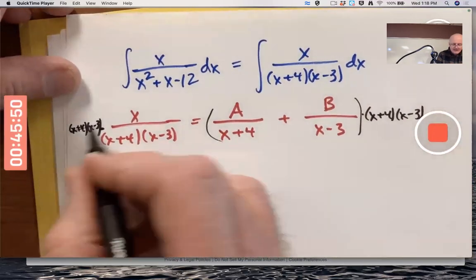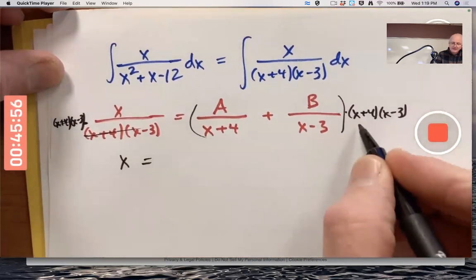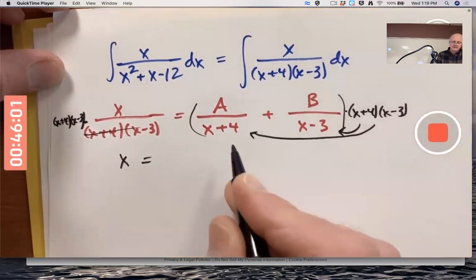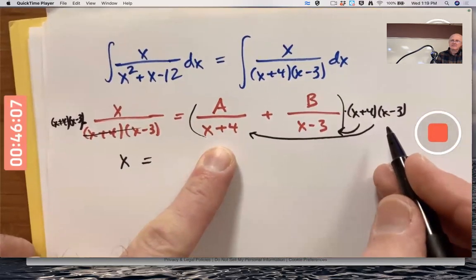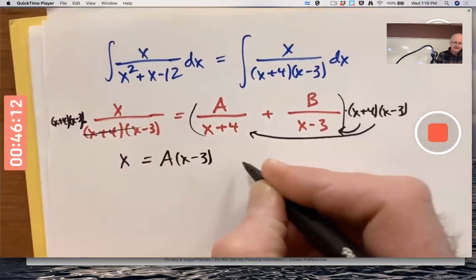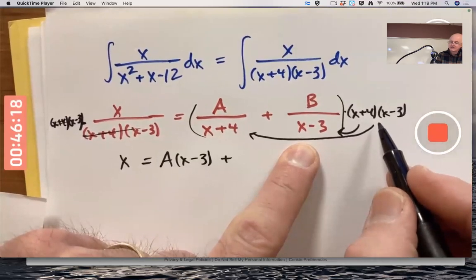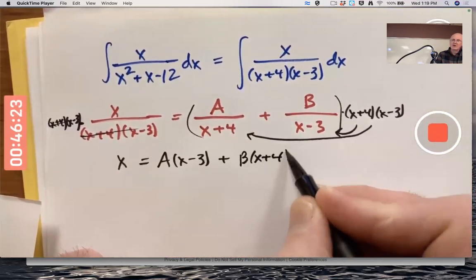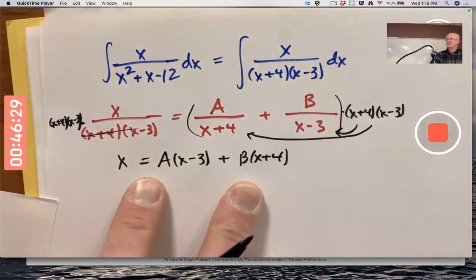You get complete cancellation on the left of the denominators, leaving you with just x. And on the right, after you use the distributive property, you get partial cancellation. A over x plus 4 times this product makes the x plus 4's cancel, leaving you with A times x minus 3. B over x minus 3 times this, the x minus 3's will cancel, leaving you with B times x plus 4. And remember, your goal is to solve for A and B. You want these to be equal no matter what x is.